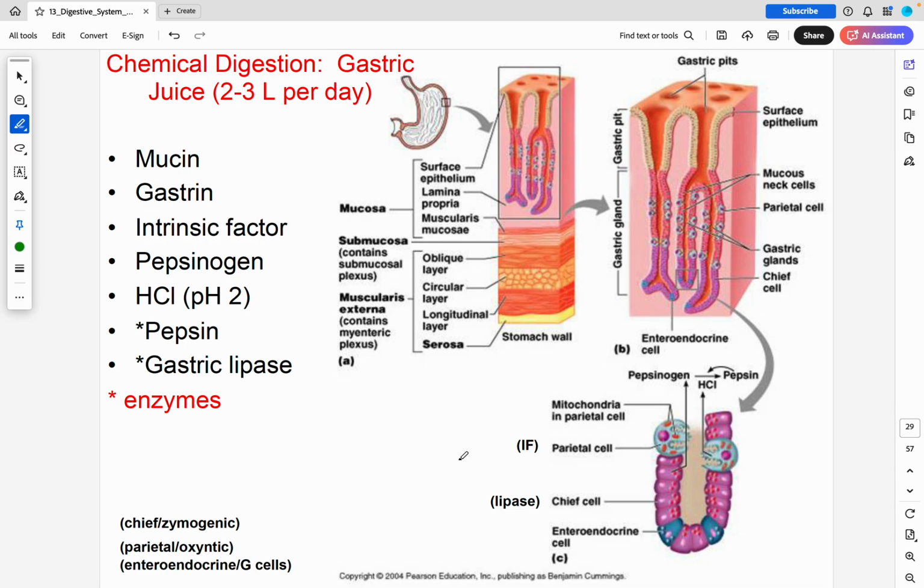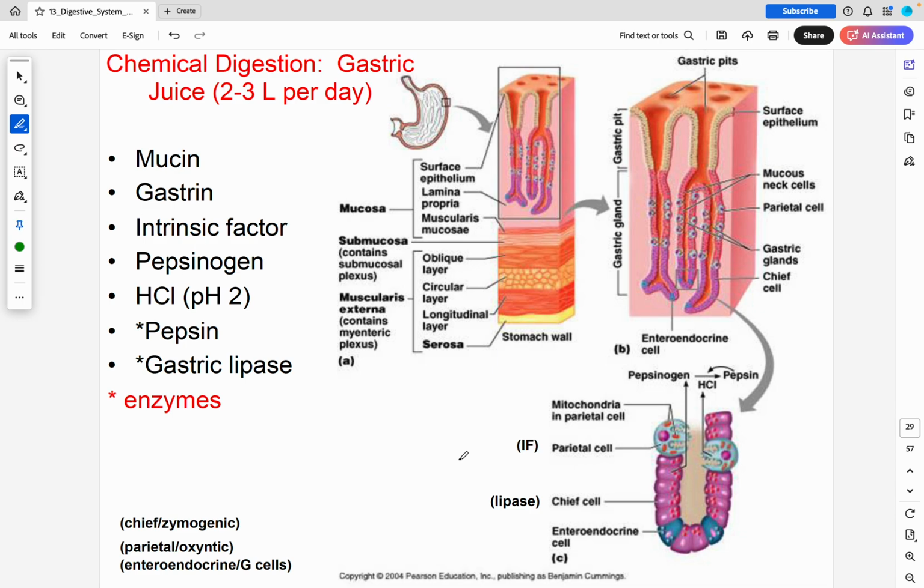In the case of mucin, it's mostly a component of mucus secretions, primarily made of carbohydrates and proteins. On the other hand, we have gastrin, which is essentially a hormone produced by G cells associated with the lining of the stomach. In terms of function, gastrin facilitates or activates the release of hydrochloric acid.